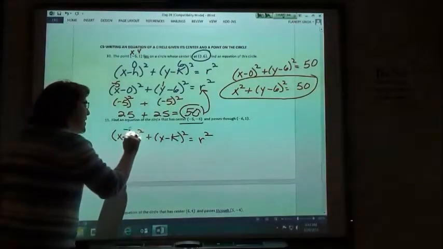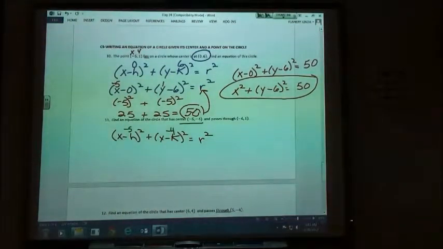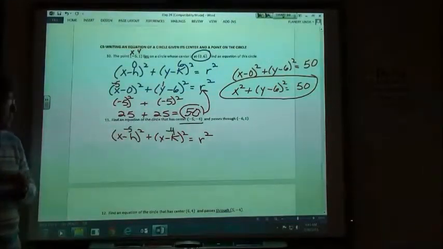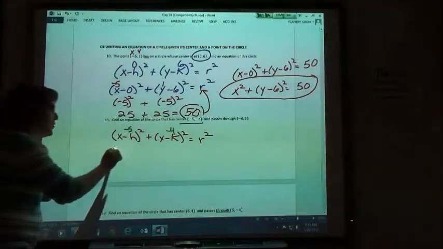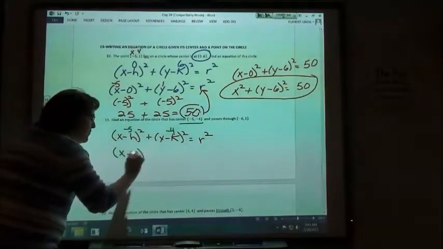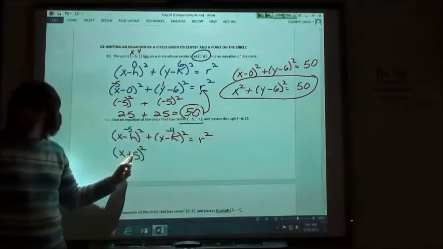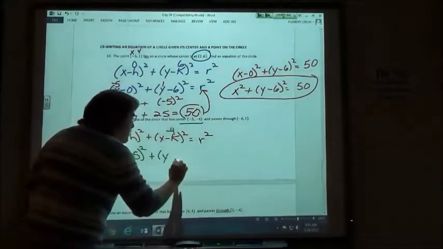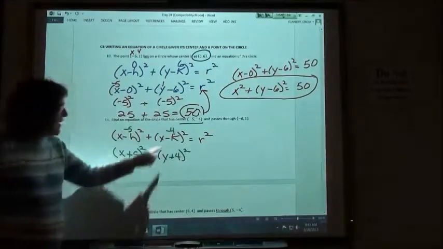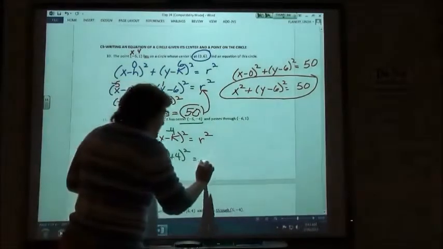That means this is a negative 5, this is a negative 4. Now, what happens when you have minus a negative? It changes it to a positive. So this becomes (x plus 5) squared. If I had a center of negative 5, I have a plus 5 in my parentheses. Plus (y plus 4) squared, because again we had the minus a negative on this one, equals our r squared.